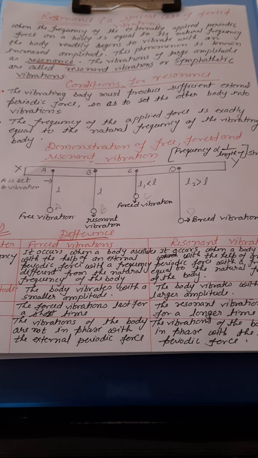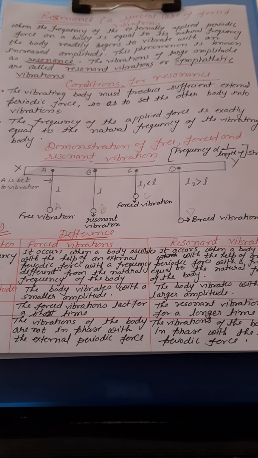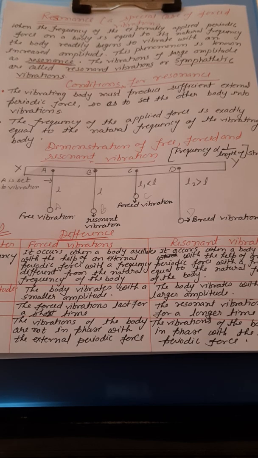Resonance in case of a bridge. When a troop crosses a suspension bridge, the soldiers are asked to break their steps. Why? This is again a case of resonance. The reason is that when soldiers march in step, each soldier exerts a periodic force in the same phase, and therefore the bridge executes forced vibrations of a frequency equal to the frequency of their steps. If the frequency of the steps becomes equal to the natural frequency of the bridge, it will vibrate with a large amplitude due to resonance, and the suspension bridge may collapse.